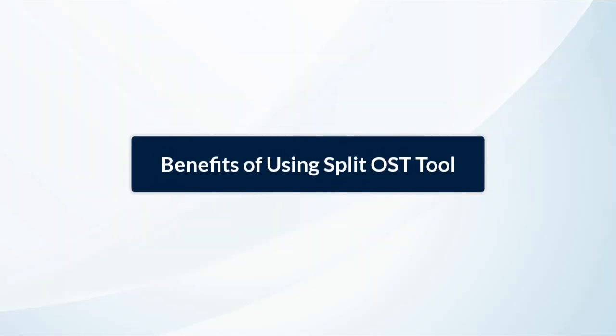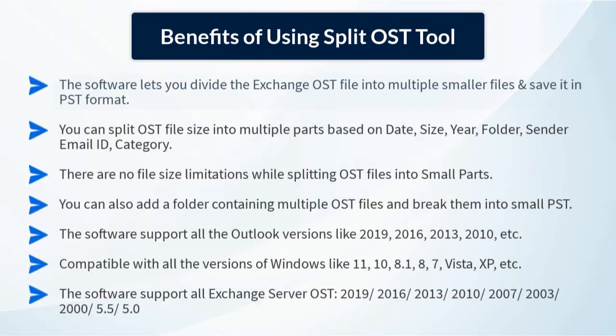Now, let's check out the other features of the software. The software lets you divide the Exchange OST file into multiple smaller files and save it in PST format. You can split OST file size into multiple parts based on date, size, year, folder, sender email ID, category. There are no file size limitations while splitting OST files into small parts.